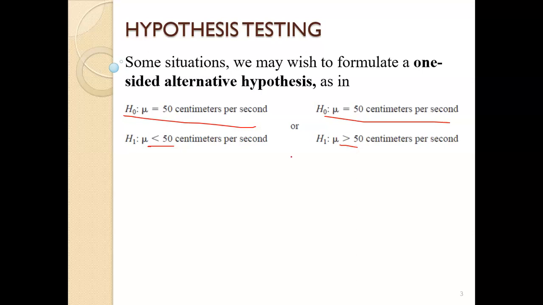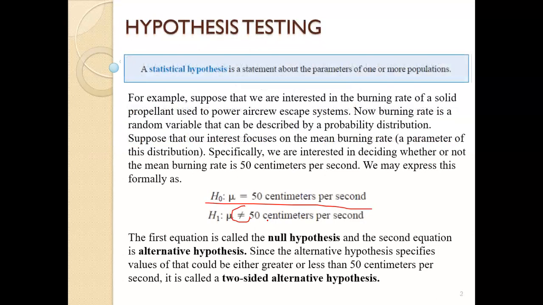If you accept H0, that means mu equals 50: the mean value that you collect from the sample equals your standard, equals your spec. If you reject H0, that means you accept H1. For this case, it's less than 50. For this case, it's greater than 50. But for this case, it's not equal to 50. This is the conclusion. We have three conclusions: equal or not equal, greater than or less than.